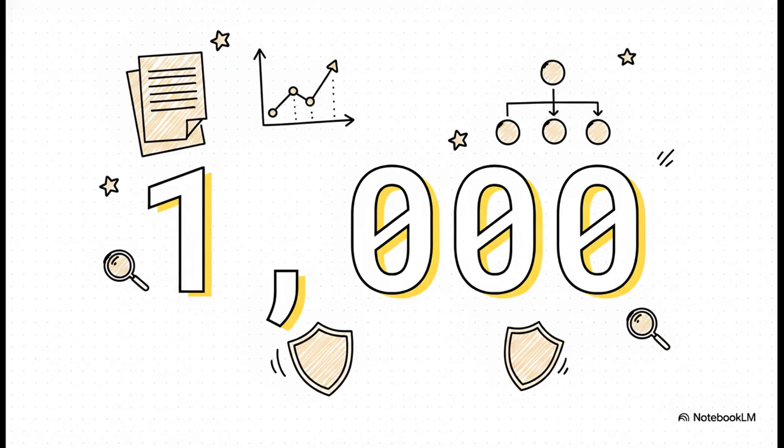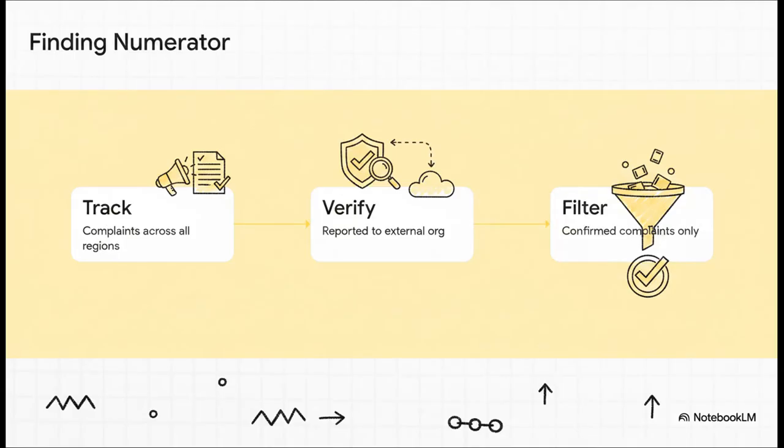So if you receive 50 complaints for every 50,000 claims you process, converting that down to a per 1,000 ratio keeps your data universally comparable, even as your customer base rapidly grows or shrinks. Now for the numerator.